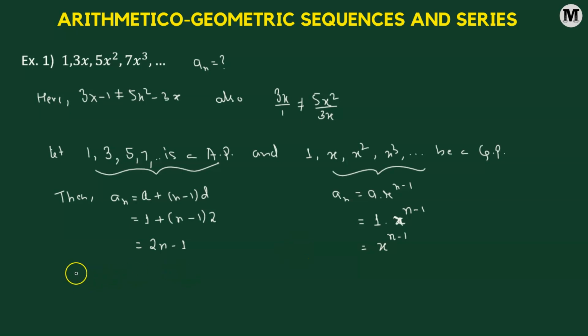Now, to define the nth term of the original sequence, the arithmetico-geometric sequence, all we have to do is take the nth term of the arithmetic progression, that's 2n minus 1, and multiply it with the nth term of the geometric sequence, that's x raised to the power of n minus 1. So this is going to be the nth term of the given sequence. Let's do one more problem.